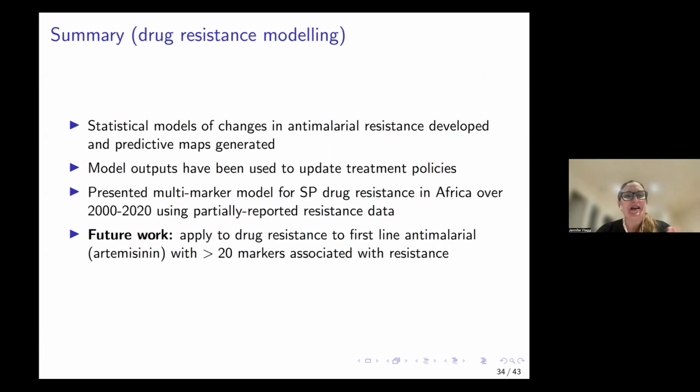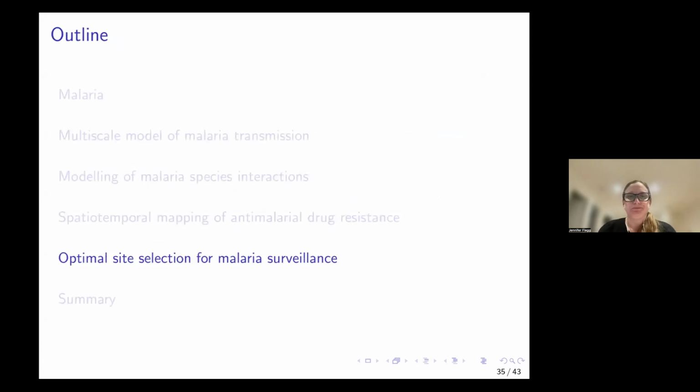Okay, so I'm getting close to the end. I've talked about some statistical models of drug resistance and how those model outputs have fed into treatment policy changes. These were then extended from a single marker model to multi-marker models for partially reported data, which is more realistic of what's actually collected. In future, we're hoping to extend this to a different type of drug called artemisinin, where there are many markers, in fact more than 20. These methods are going to have to change because we won't be able to create that feasible set. It will not be possible to enumerate all of the latent variables which are feasible.